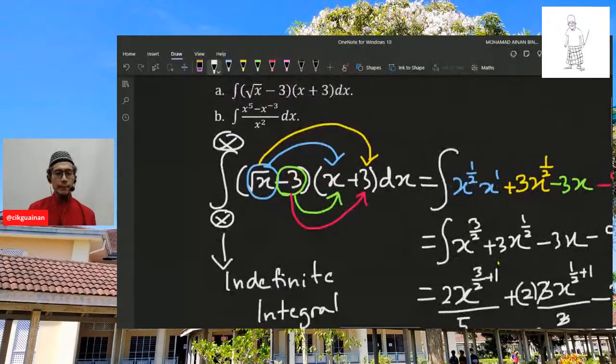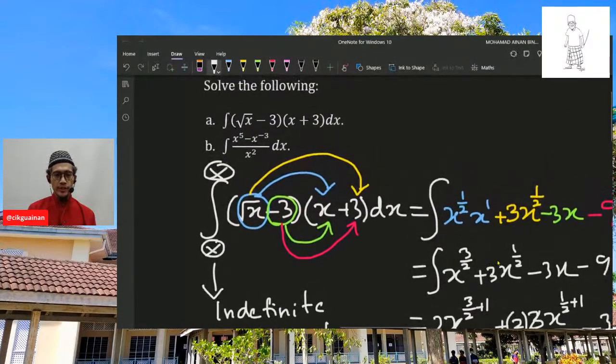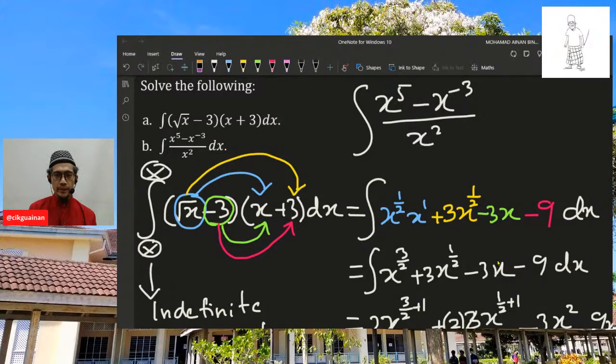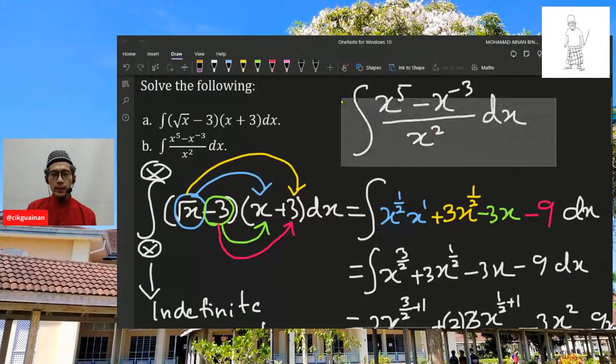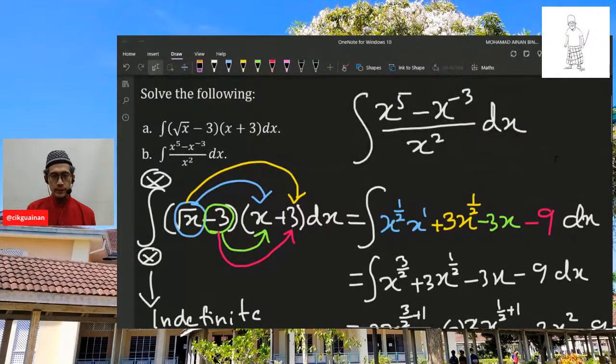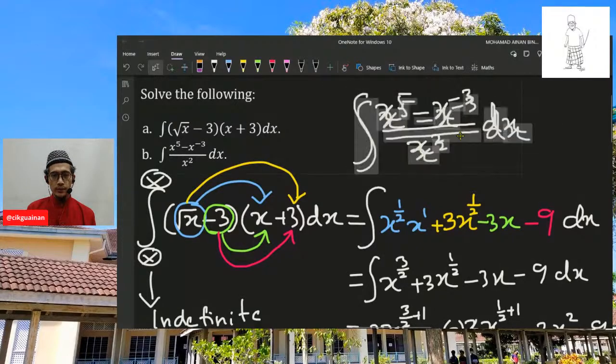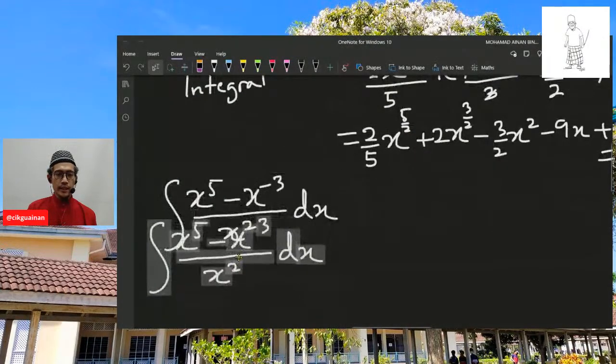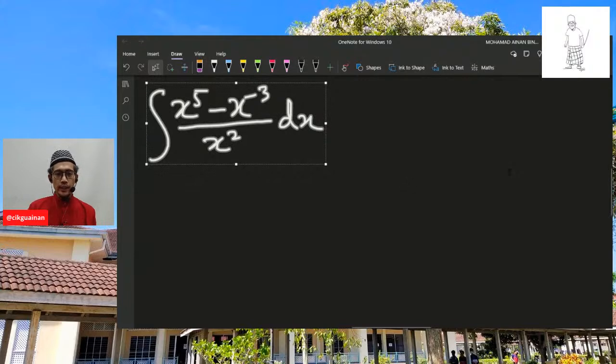Now the second part, I copy the question first over here and then I drag everything down. Okay. So we have x power 5 minus x power minus 3. This one got minus symbol. Don't be like me, keep missing the minus symbol. Okay. Let's see. Can. Okay, good. Now, this is the second part, part B.